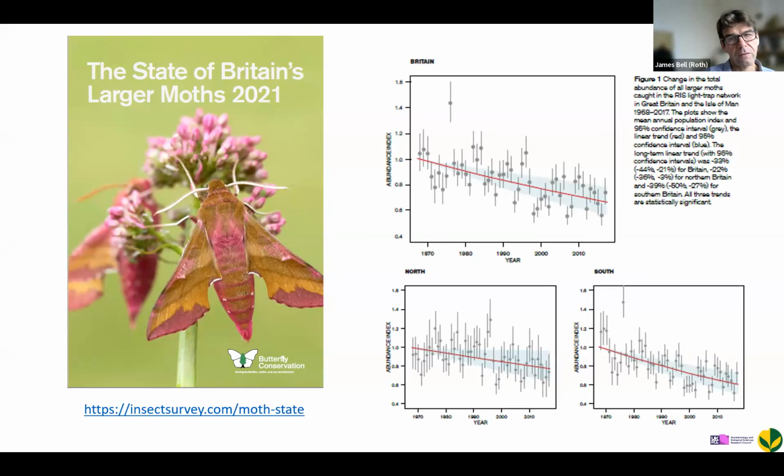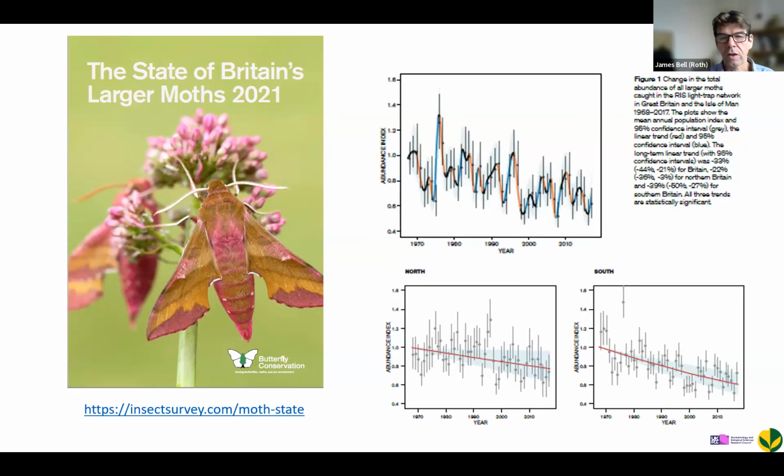And as many of you might know now, moths are declining, and that's the case nationally. And there's an interesting picture between the north and the south, with the south declining faster. We can make things more complicated by looking at the non-linear trends. And not surprisingly, there are sometimes good years and bad years of moths. And there's a lot of science, a lot of applications that you can explore at Rothamsted that are trying to unpick what's happening here.